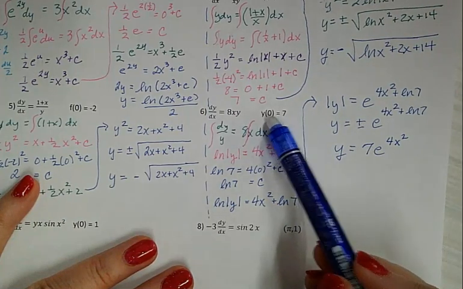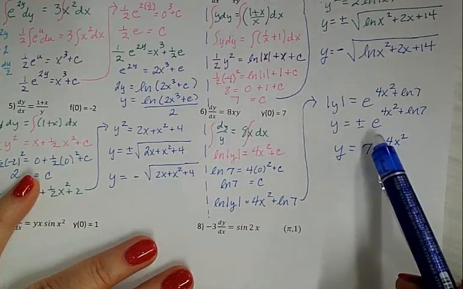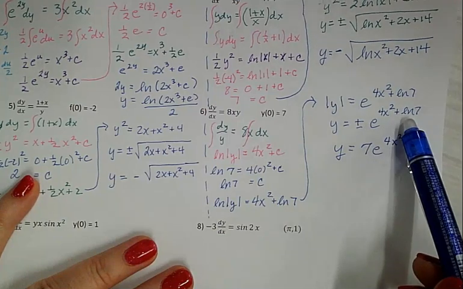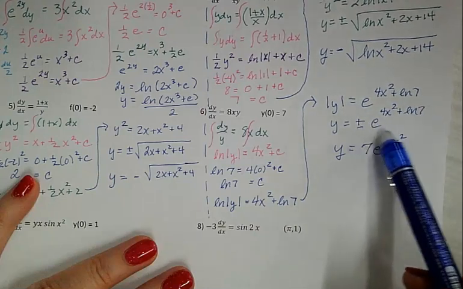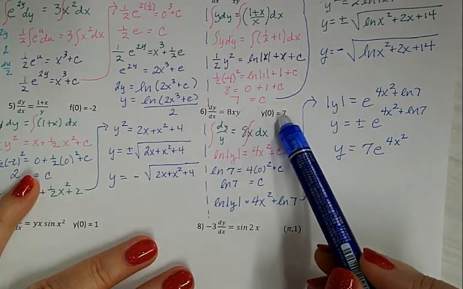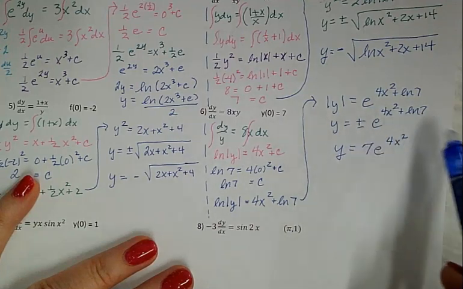So I plugged in 0 for x. So 0 squared is 0. It makes all of this 0 out, which leaves me with e to the natural log of 7. The base for natural log is e, so that is 7. And so what do I need it to be? I need it to be positive 7, so I'm going to keep the positive version of the equation.